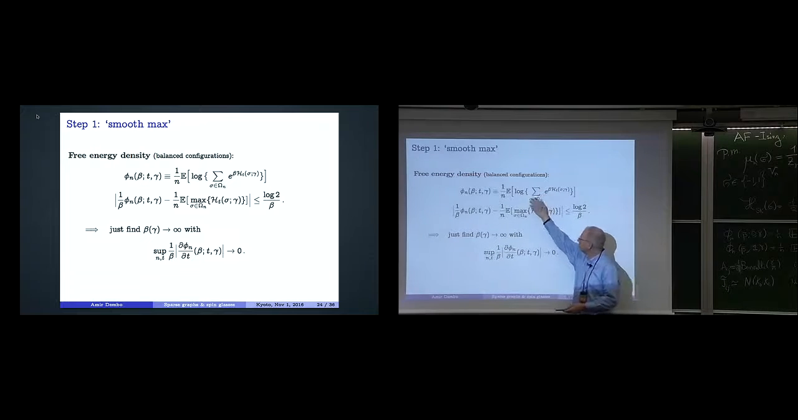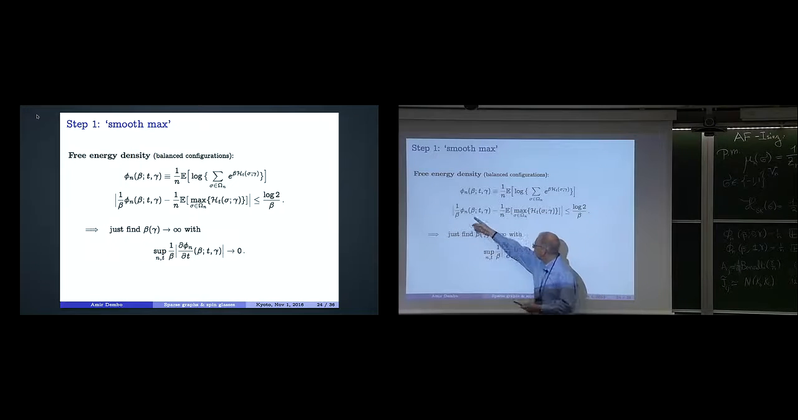2 to the n is a large number, but log of 2 to the n is only n log 2, and at the end you also divide by beta, that's good news, so if beta goes to infinity, this will disappear. So if I take beta to infinity, I can get rid of this. But in order to get rid of this, I need to take beta to infinity before I take n to infinity. So I need a uniform in beta upper bound on the difference.